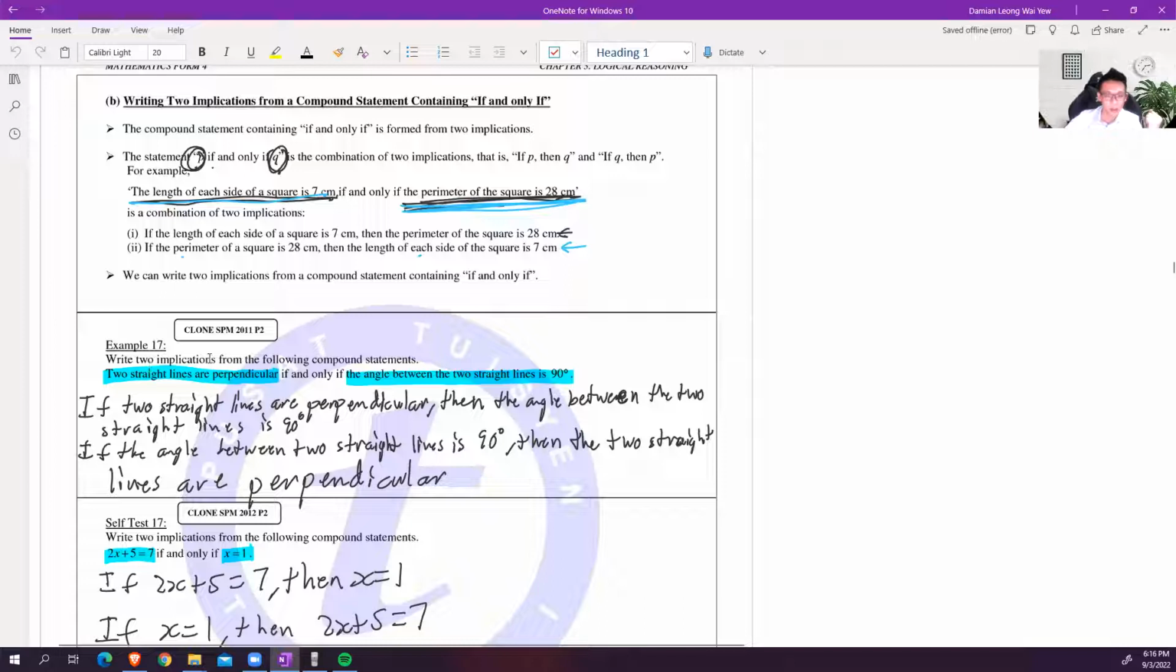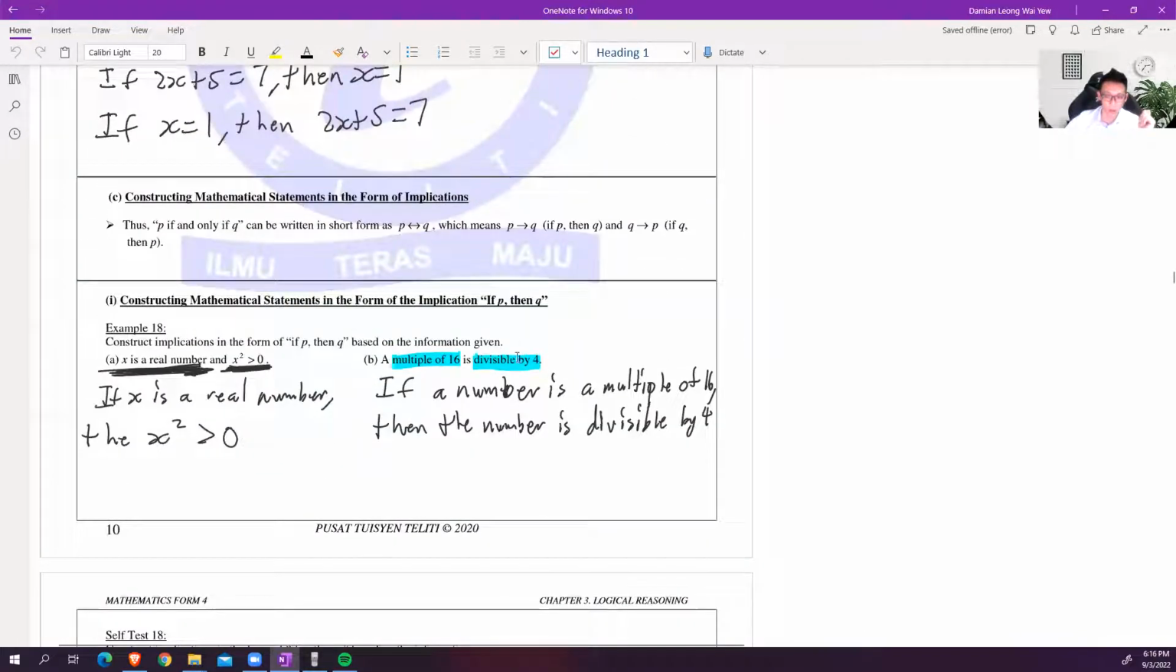So common question would be this one. Writing 2 implications from your if and only if statement. So compound statement, if and only if statement. If this I put as P, this I put as Q, then the 2 statements will be if P then Q, the other one will be if Q then P. Basically switch the antecedent and consequent. Common question. Either splitting from this to the 2 statements or from the 2 implications to the compound statement. Make sure you know how to do that.